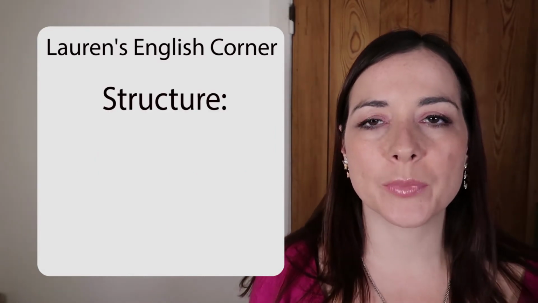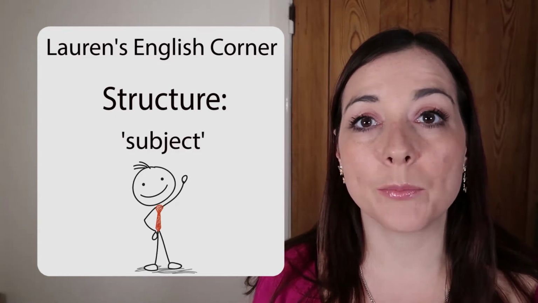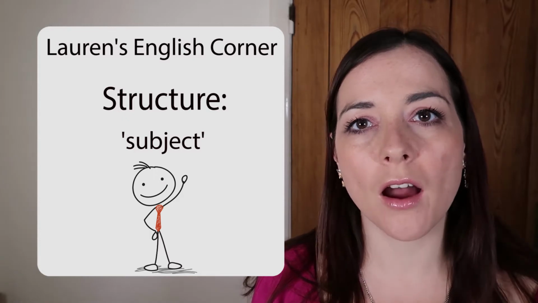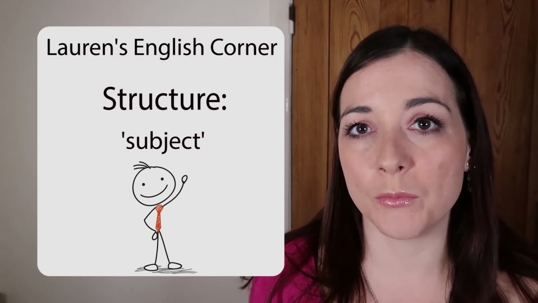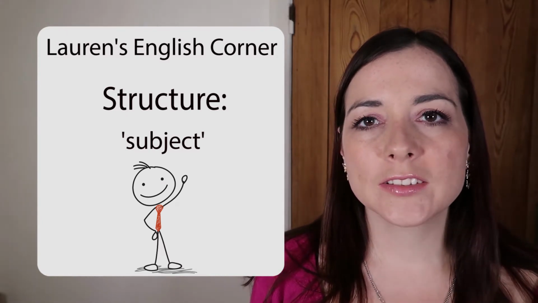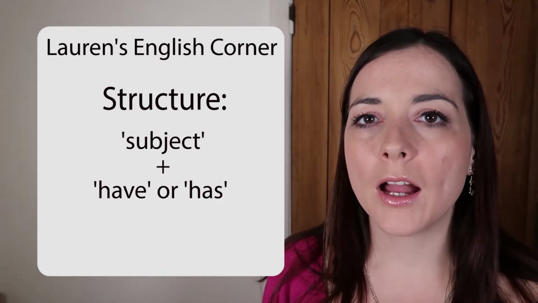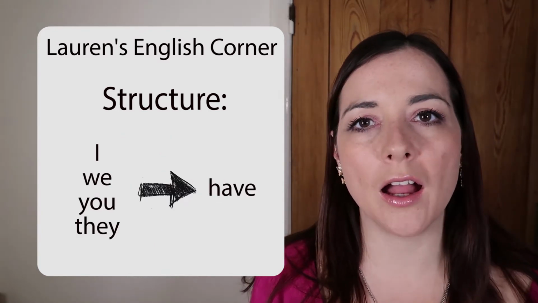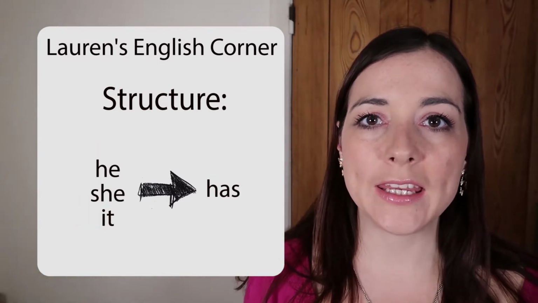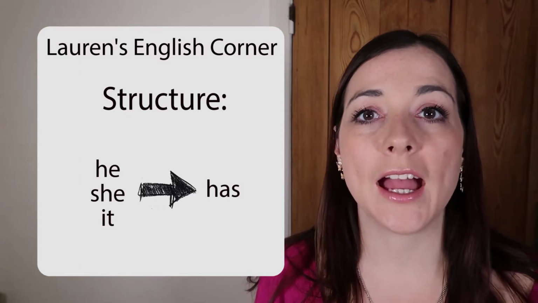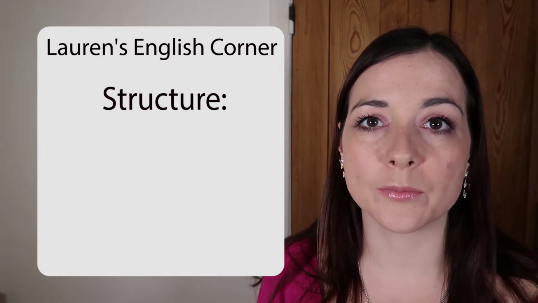If we want to use the present perfect, we start with the subject, which would be the person. The pronoun I, he, she, it, or the person's name, or the animal, etc. So first is the subject. Then we use have or has. So for example, I, we, you, and they, we would use have. And for he, she, and it, we would use has. And then the third part is the past participle.